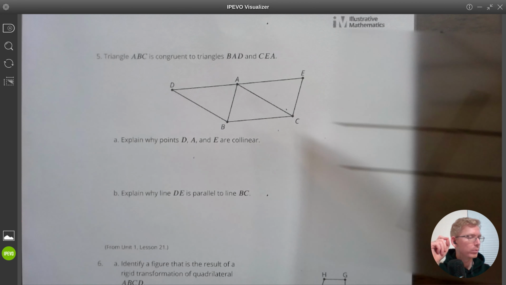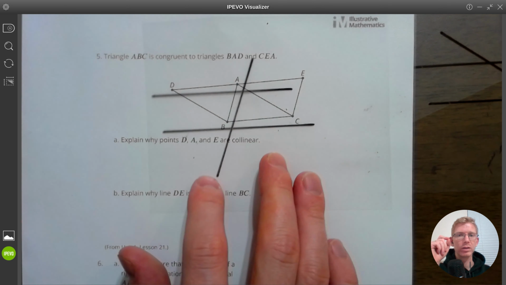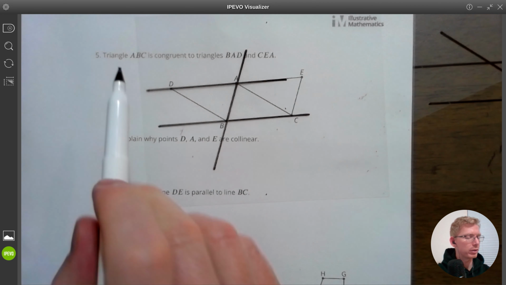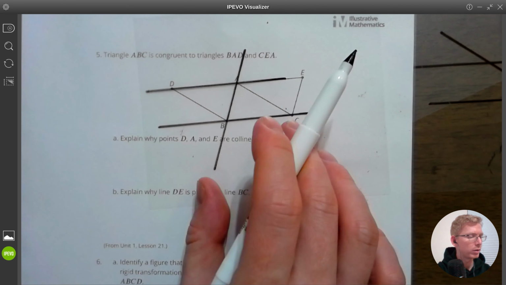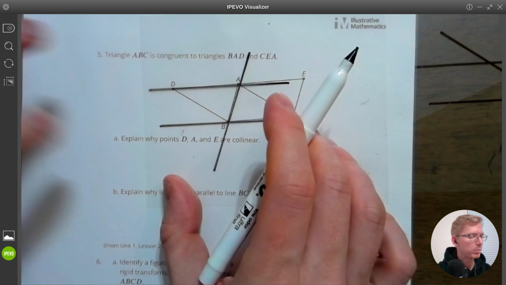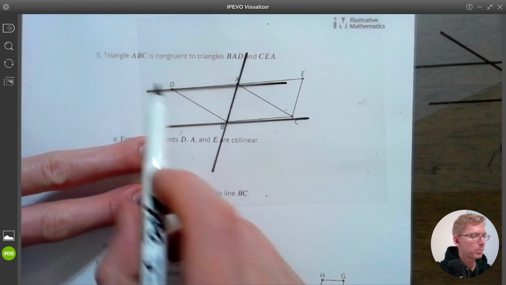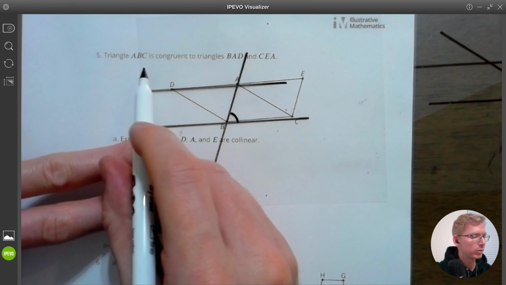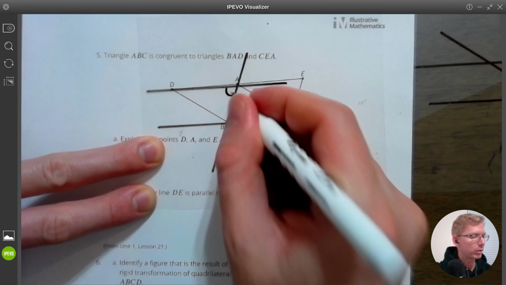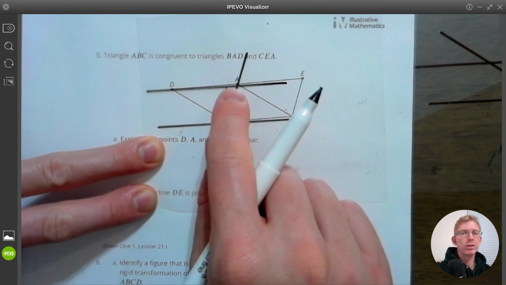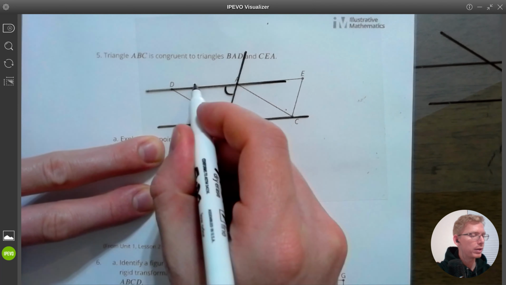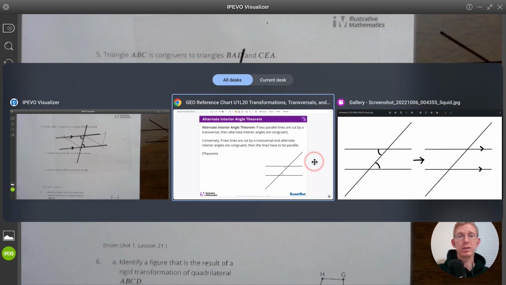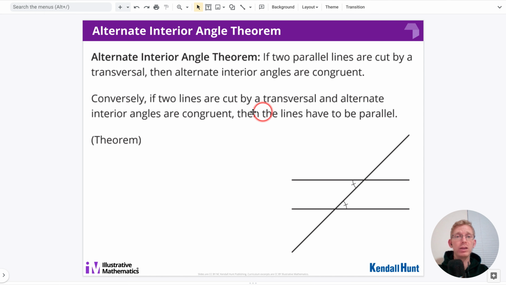So we know that if we have alternate interior angles congruent like this, since we know that triangle ABC is congruent to BAD, then that means this angle right here, angle B on the first triangle, is congruent to angle A on the second triangle. So I know that if these two angles right here are congruent, then the lines must be parallel. Okay? And we know that because we have the alternate interior angle theorem in our notes.